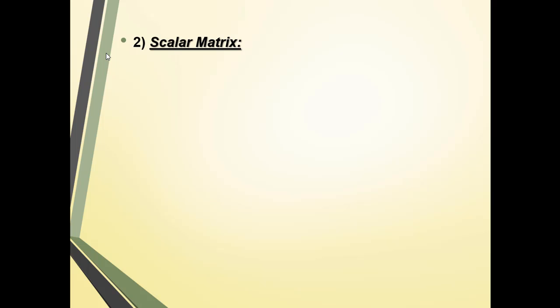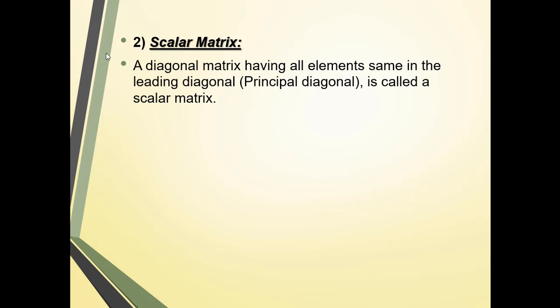Number 2 category is a scalar matrix. A diagonal matrix having all the elements the same in the leading diagonal or the principal diagonal is called a scalar matrix.